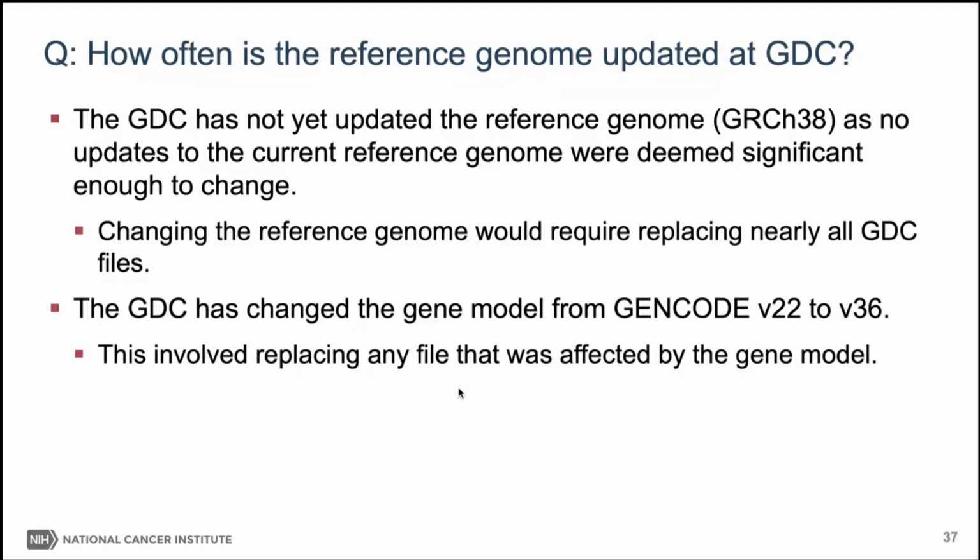However, one change the GDC has made is the gene model. When GDC first started, the GenCode v22 version was used, and now v36 has been used as of data release 32. This involved replacing any file that was affected by the gene model.